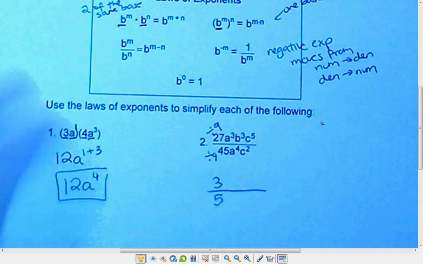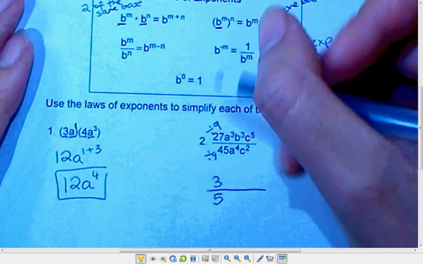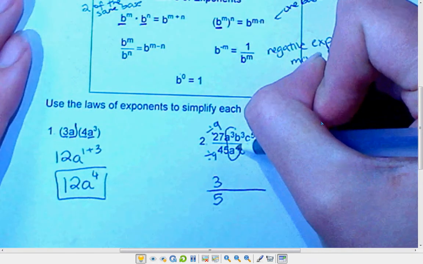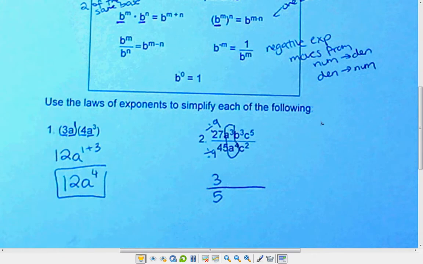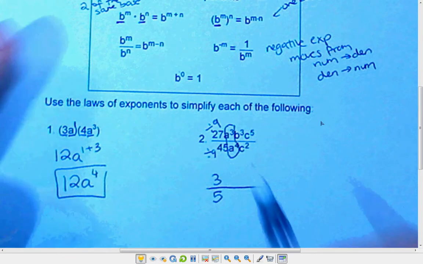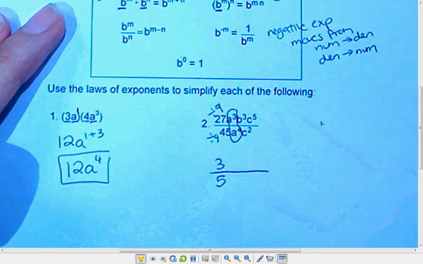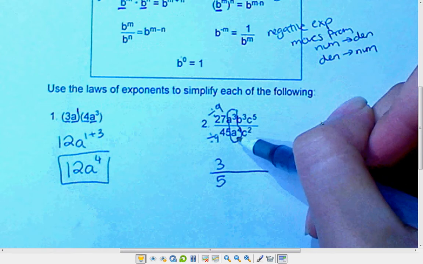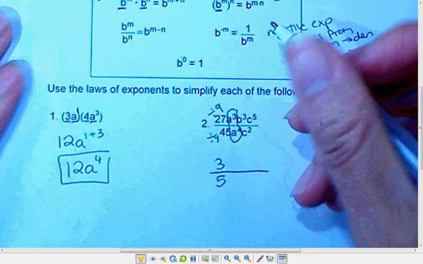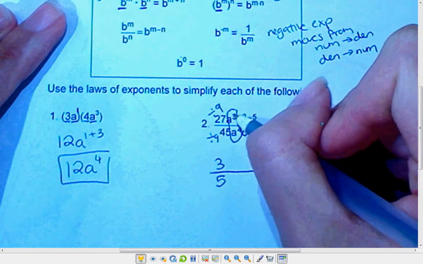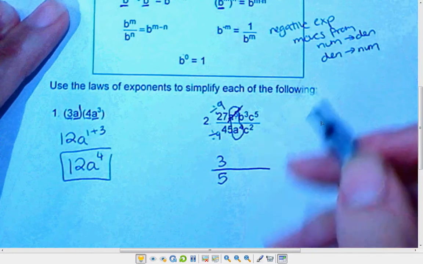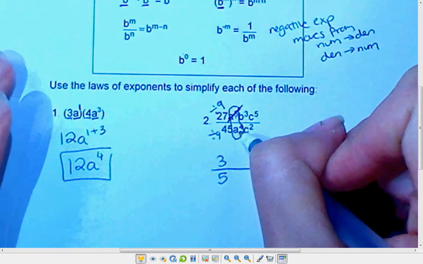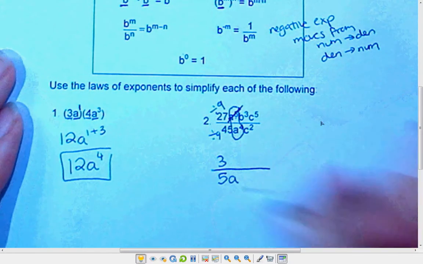Now I'm going to look at each of my bases. So let's start off with the a's. So I have a to the third divided by a to the fourth. So really what we're trying to do when it's in a fraction like this is cancel things out. So if you have a times a times a on the top and a times a times a times a on the bottom, we can cancel out 3 of those a's. So if I cancel out 3 a's on top and 3 on the bottom, it leaves me with 1 a on the bottom.